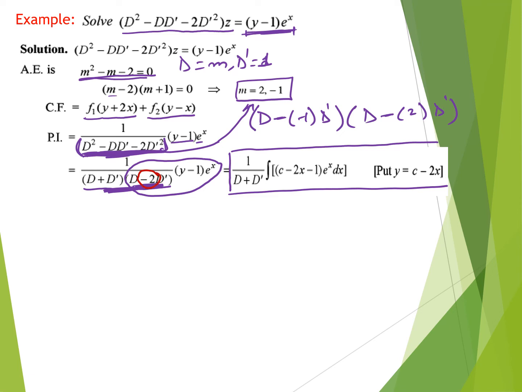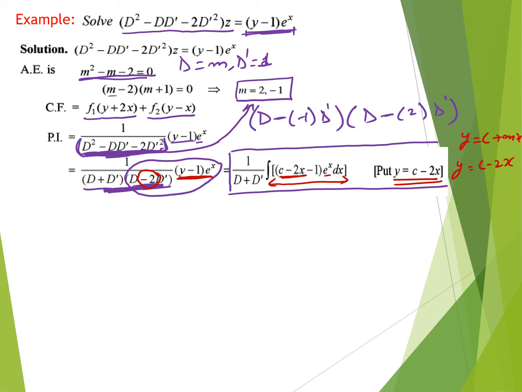Then y is equal to c plus mx, and the value of m is minus 2. So we have y is equal to c minus 2x. So y is replaced by c minus 2x in this function. When we replace y with c minus 2x, the 1 is the same and e to the power x is the same. Now we have to integrate this with respect to x.